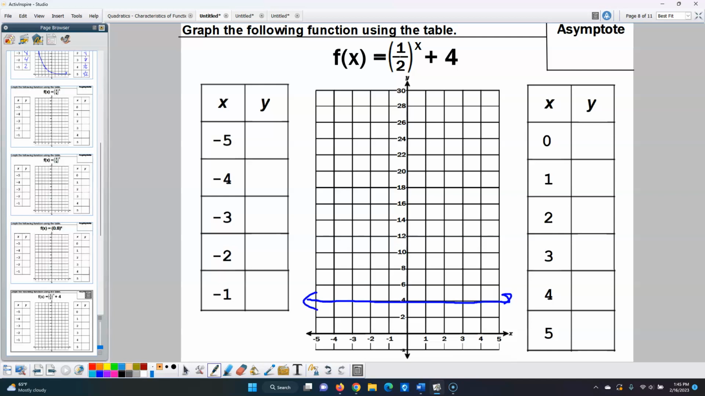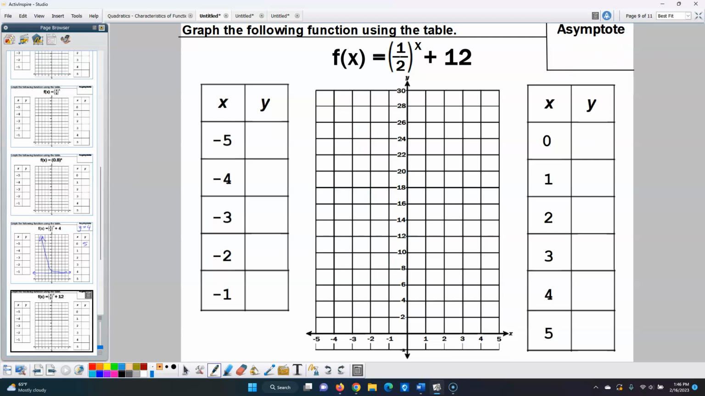And my y-intercept is still 1 right above it. So my asymptote is at y equals 4. 0, 5 is my new y-intercept. And we're not going to get specific with this. You can punch that in Desmos to get specific with it, but it's going to look something like that. And it's going to be just shifted up 4 from that original parent function 1/2 to the x.